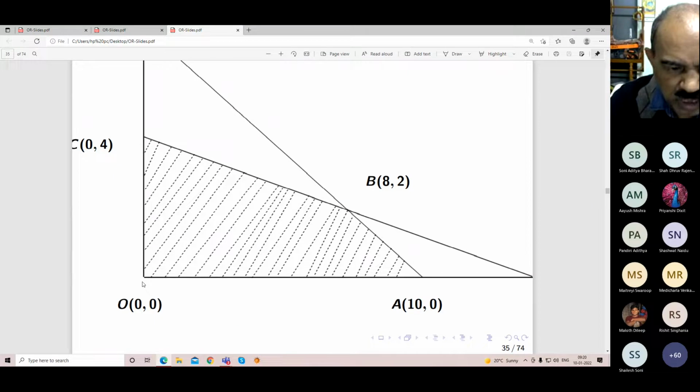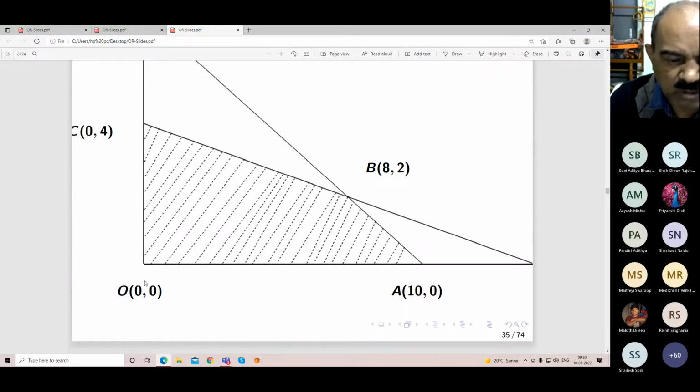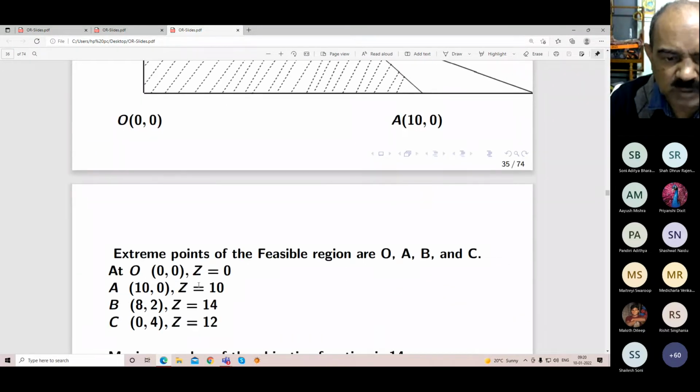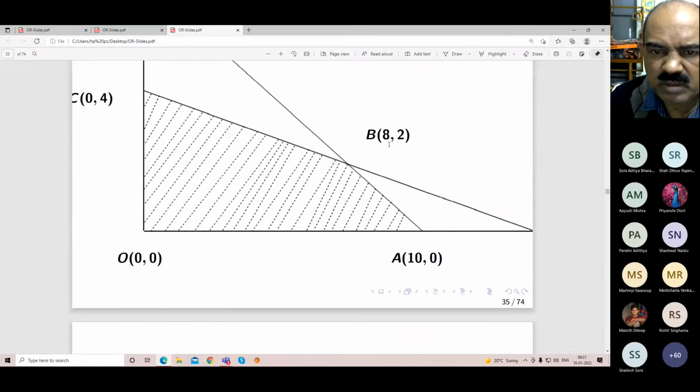At 0, 0, the value is z equal to 0. At 10, 0, the value of the objective function is 10. At 8, 2, the value of the objective function is 14. Then at 0, 4, the value of the objective function is 12. And the maximum value occurs at the point P, that is 8 and 2.